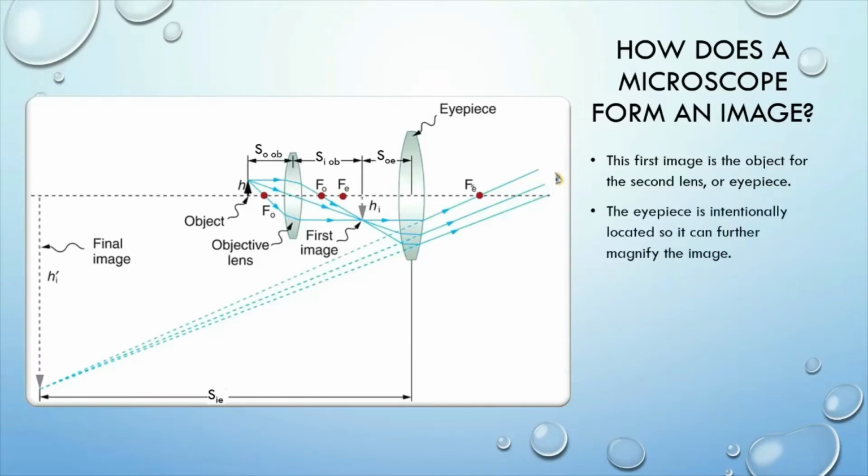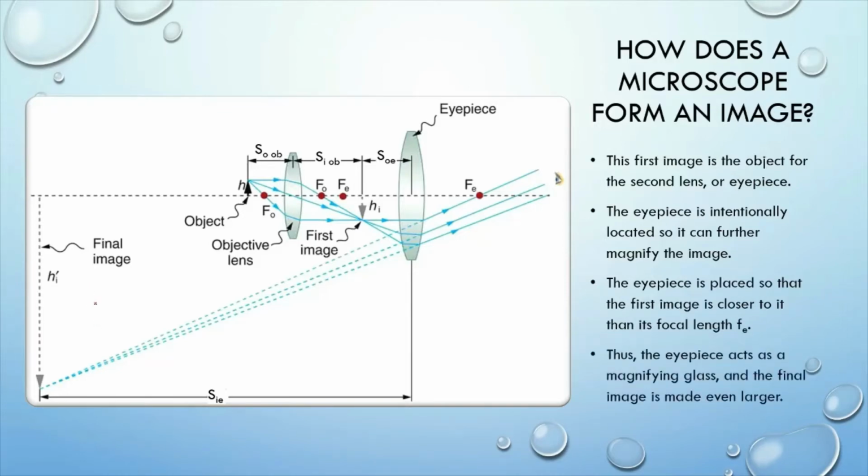The eyepiece is intentionally located so that it can further magnify the image. The eyepiece is placed so that the first image is closer to it than its focal length, FE. Thus, the eyepiece acts as a magnifying glass, and the final image is made even larger. This is the final image.